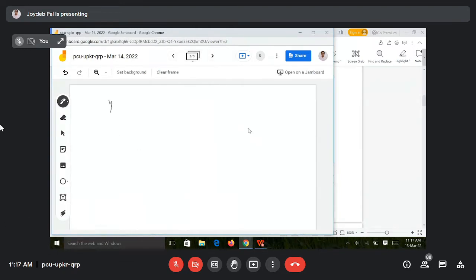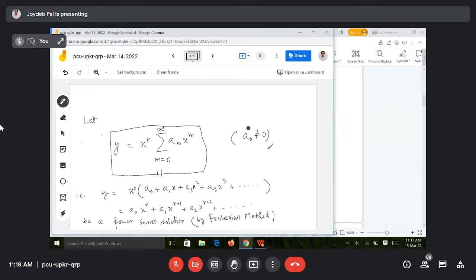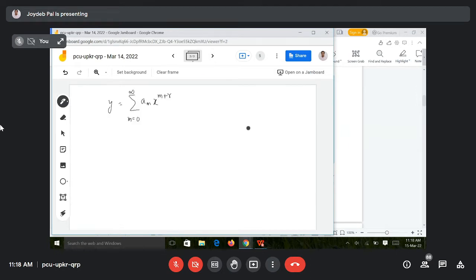So y, it is, I am writing like this, summation a_m x to the power m plus r. If I multiply x to the power r inside, then it is summation m from 0 to infinity a_m x to the power m plus r. And what is y dash? Tell me. What is y dash? So you can differentiate the general term, and then you have to think about the limits.